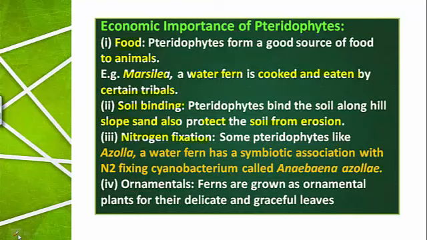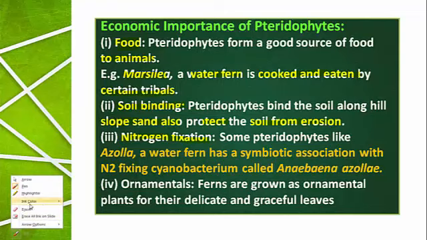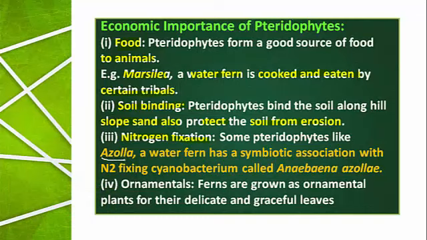Some pteridophytes like Azolla. Azolla is the name of a pteridophyte. Some pteridophytes like Azolla, this is also a water fern. Two terms I used here, Marsilea as well as Azolla. Both of them are water ferns, and this shows symbiotic association with a nitrogen fixing cyanobacterium called Anabaena azollae. What is the meaning of this sentence?